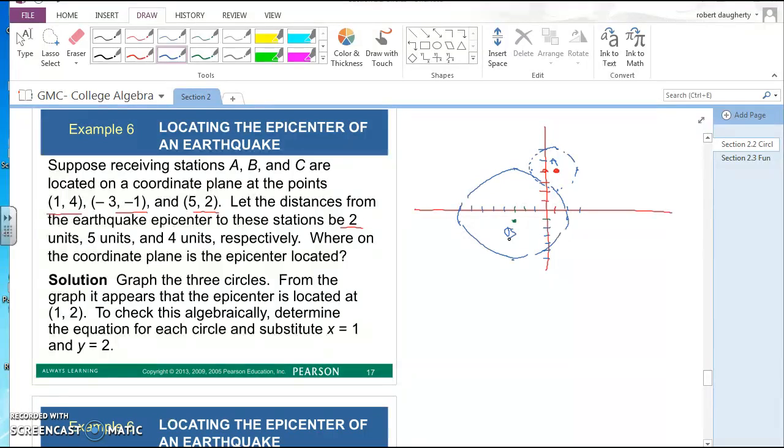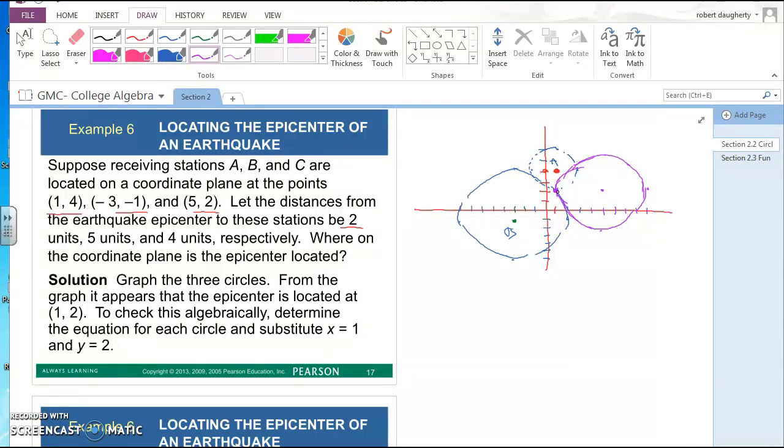Circle C is centered at (5, 2). So let's go find (5, 2), somewhere out here. It has a radius of 4 units, 1, 2, 3, 4. So somewhere right here, 1, 2, 3, 4 here, 1, 2, 3, 4 here. So you see the circle doing something like this, somewhere up here. Okay, this would have been better on a piece of graph paper. It looks like there's a point here, (1, 2), about where those circles are all coming together.